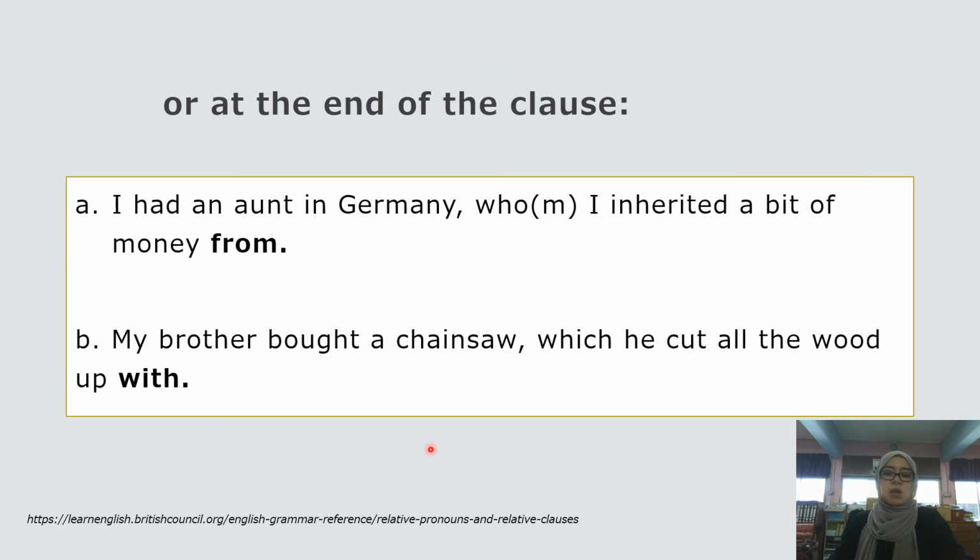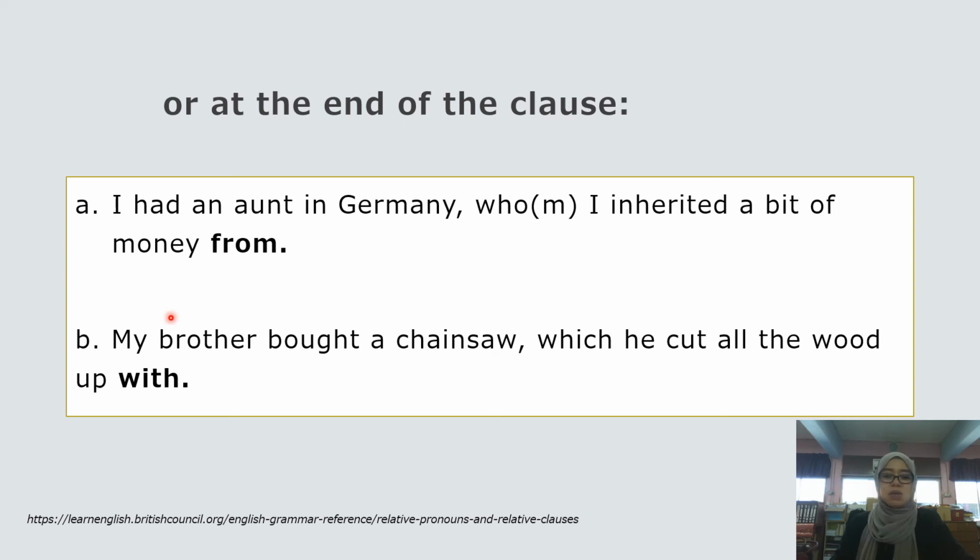Let's continue. This is the sample of sentences where we have the preposition at the end of the clause. Let's look at the examples. A, I had an aunt. We use the same example so that it is easy for you to differentiate between the one at the beginning and the one at the end of the clause. So again, I had an aunt in Germany whom I inherited a bit of money from. Can you see now the preposition is at the end of the clause? Here we have the word from, which is the preposition at the end of the clause.